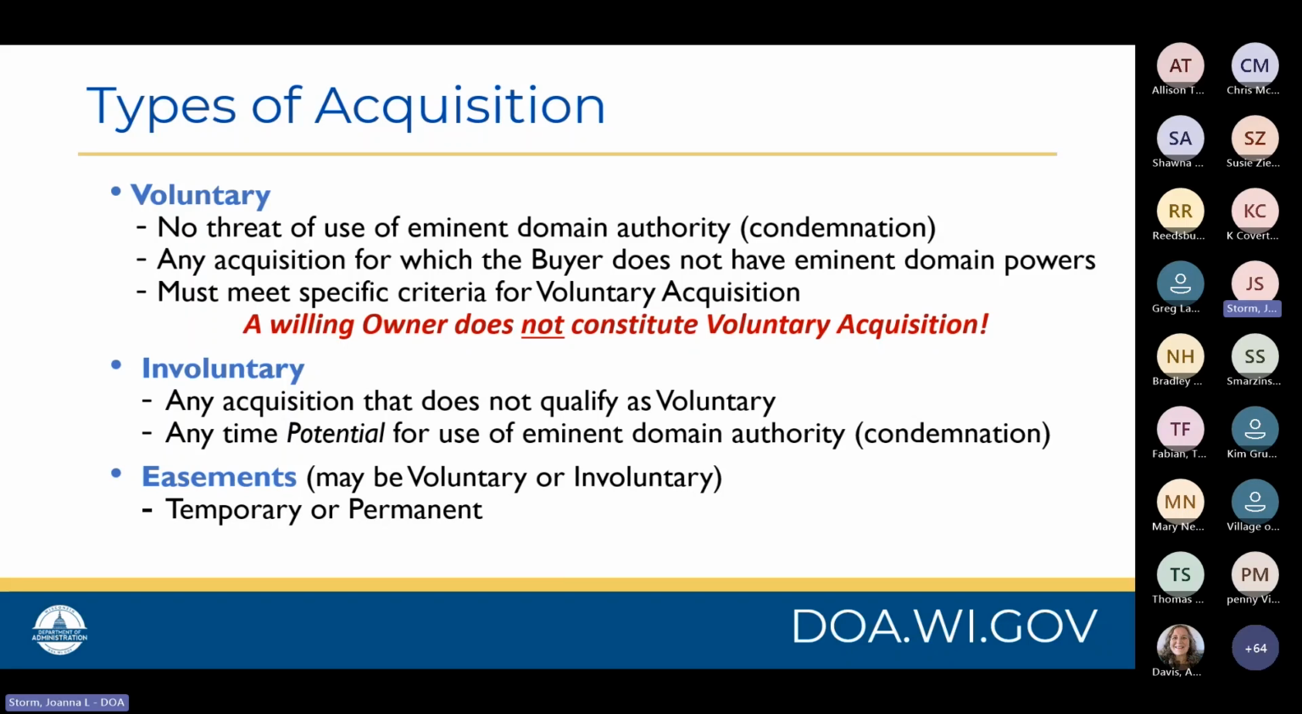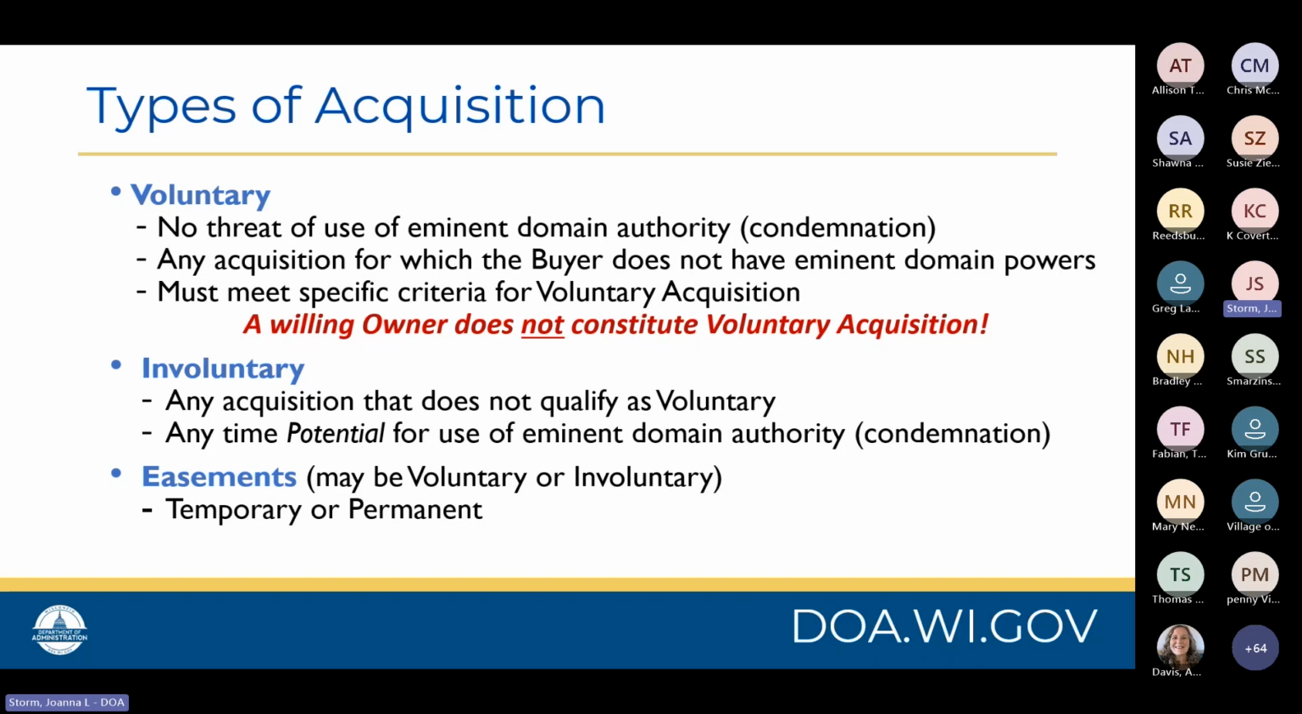There are two types of acquisition, either voluntary or involuntary. To be deemed voluntary, you must meet a precise list of requirements. Everything else is involuntary. So for voluntary acquisition, there must be no threat of use of eminent domain authority, otherwise generally referred to as condemnation. And that's something that as a municipality, you likely have that authority. So you could exercise it, but there can be no threat of using it.